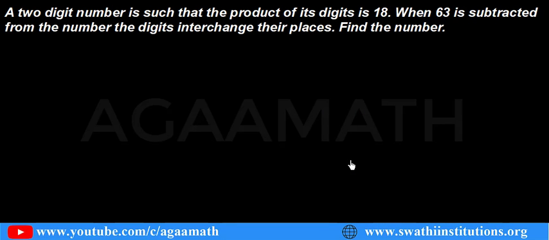A two-digit number is such that the product of its digits is 18. When 63 is subtracted from the number, the digits interchange their places. Find the number. So what is that number? Let us see how to find it.